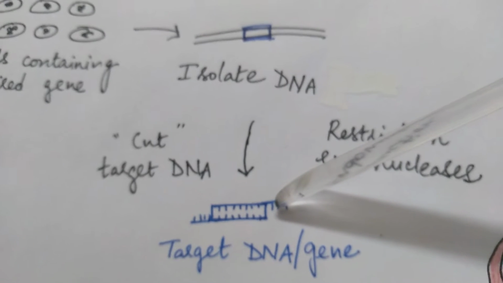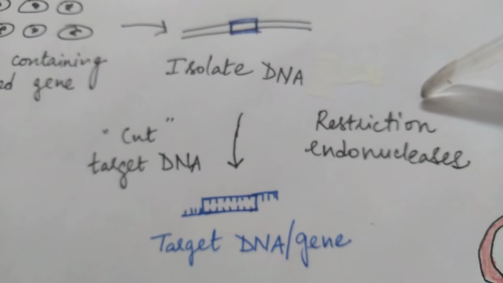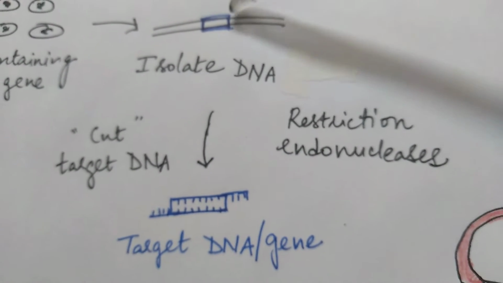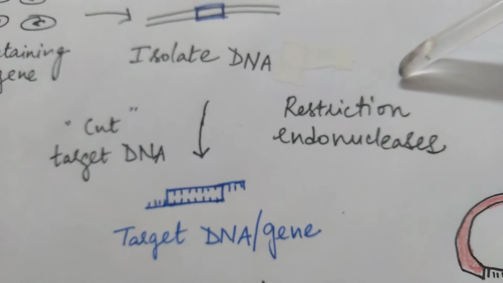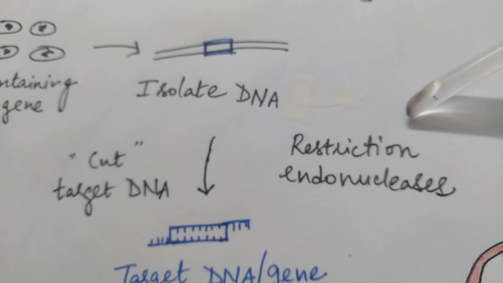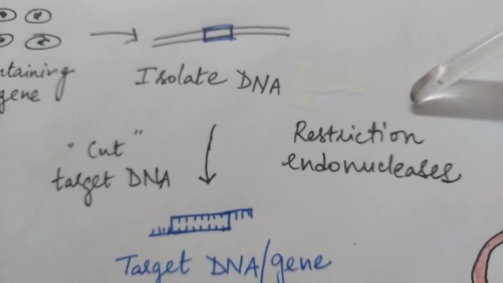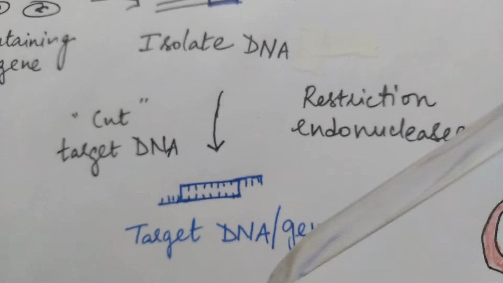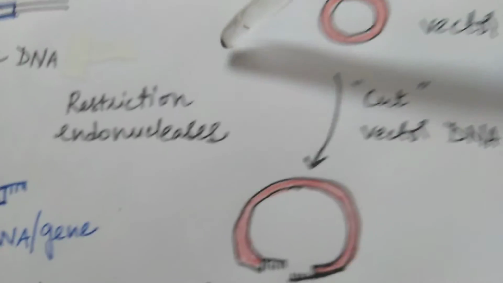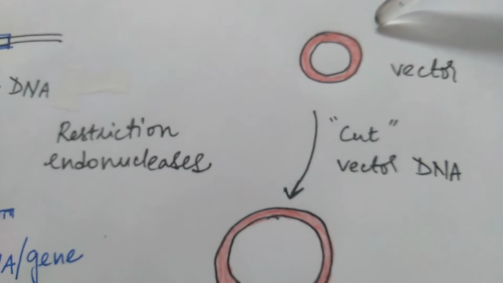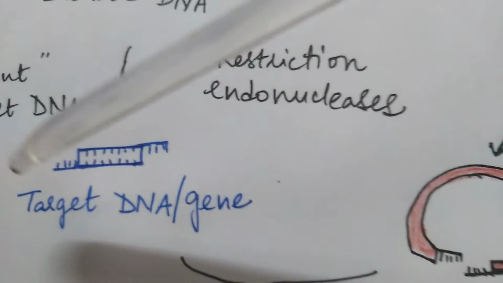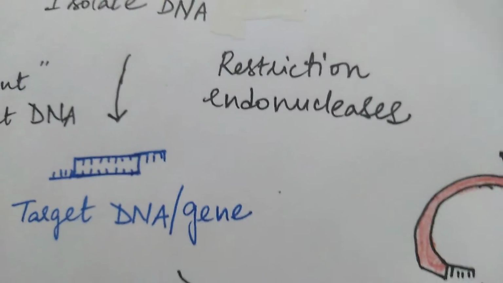In order to achieve this, we use special enzymes known as restriction endonucleases. These enzymes cut the DNA at a specific site. There are many types of restriction endonucleases, and we'll choose a restriction endonuclease that has a site specific for the sequence that is present in our target gene. We use the same restriction endonuclease to cut the vector DNA molecule. This vector is a carrier that transports our gene of interest into the host cell.